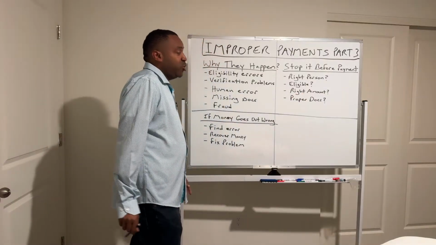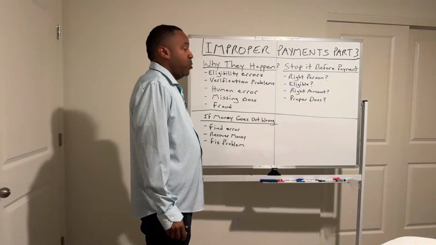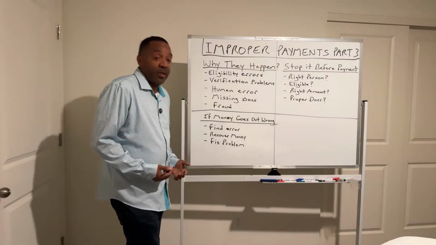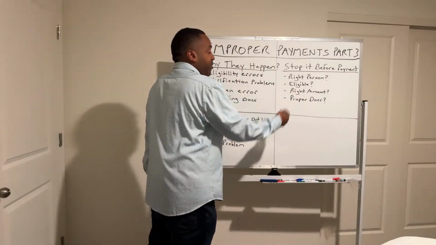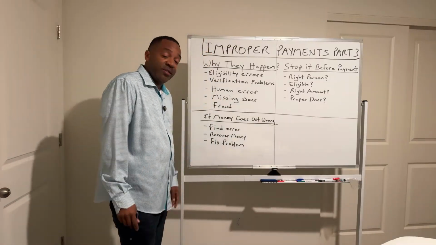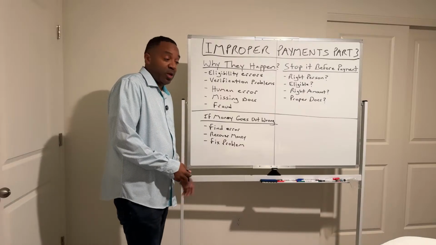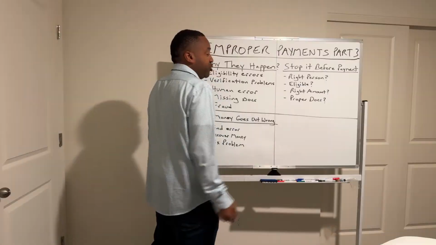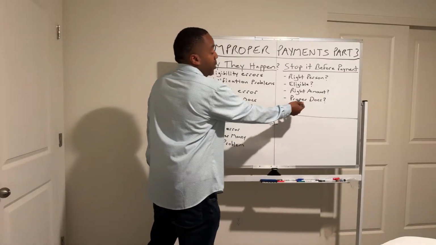And the government needs to make sure they're sending out the right amount so that they don't cause either an overpayment or an underpayment. So if they're supposed to send out $1,200, they need to send out $1,200. They don't need to send out $1,800 or $600 that will cause an overpayment or an underpayment. They have to make sure they're sending out the right amount.